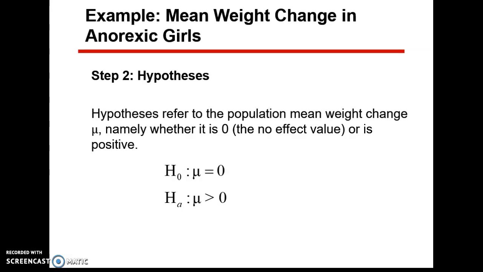And there are our null hypothesis and alternative hypothesis. The null hypothesis says there was no weight gain due to the therapy. The alternative hypothesis says there was a weight gain. It was something bigger than 0.